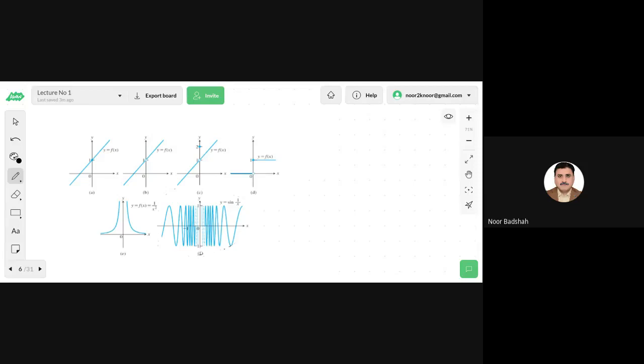Now I'm explaining it, and you check whether you have done correctly or not. Right, the first graph, part A, it is continuous everywhere, because you see there is no hole, there is no jump in it, so this is continuous everywhere.